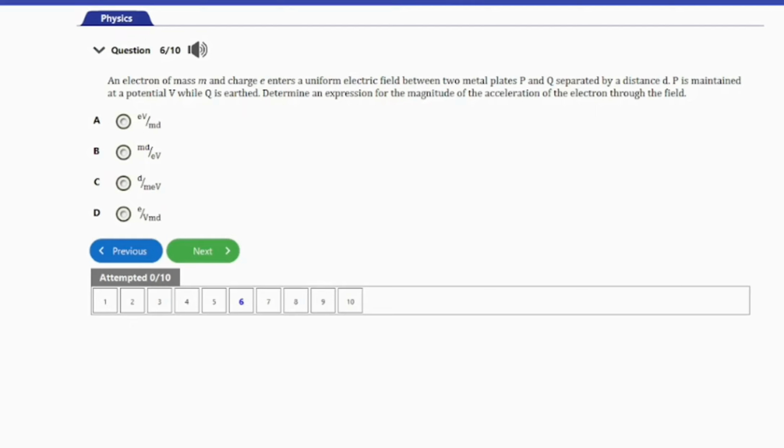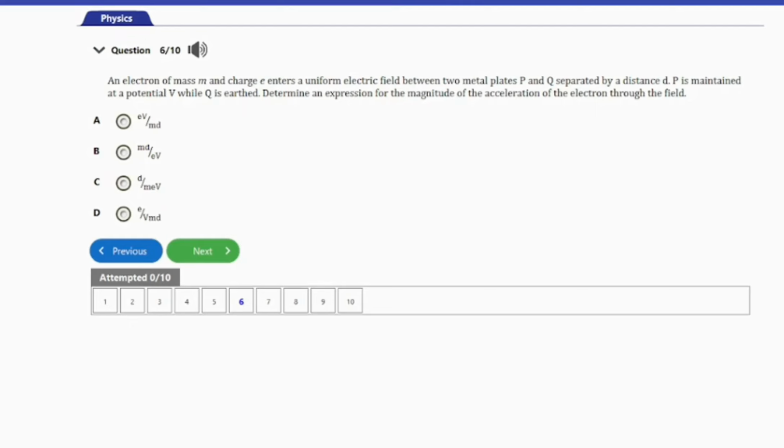So that's question number 6 here. The question says, an electron of mass m and charge e enters a uniform electric field between two metal plates P and Q separated by a distance d. P is maintained at a potential difference V while Q is earthed. Determine an expression for the magnitude of the acceleration of the electron through the field. So guys, for this we have to take note that electric field strength is actually V over d.